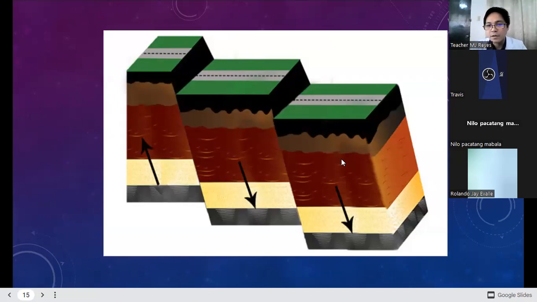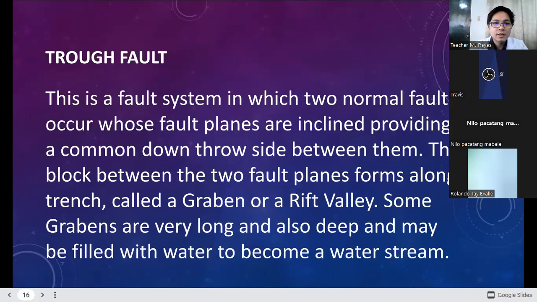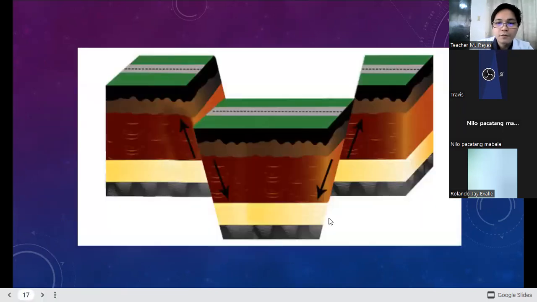Okay, this feature came along with what? With a lot of disaster also. Okay, graben fault. This is a fault system in which two normal faults occur whose fault planes are inclined, providing a common downthrow side between them, and the block between the two fault planes forms a long trench called a graben or rift valley. Some grabens are very long and also deep and may be filled with water and become a water stream, just like this.